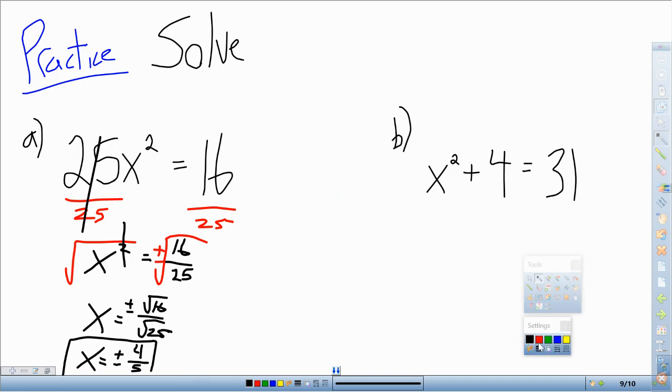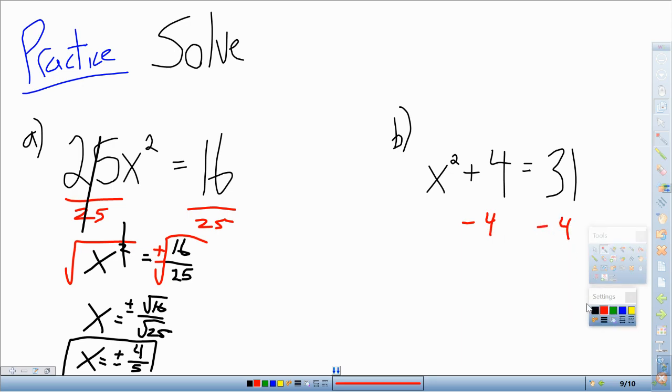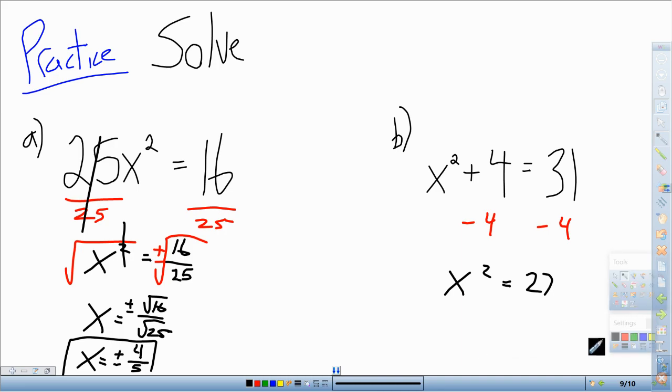Okay, letter B. Solving for x, I have this 4. I'm going to get rid of it by subtracting. So I have x squared equals over here 31 minus 4. What are we getting here? 27? All right. So last thing, getting rid of that by square rooting both sides. And I'm getting x equals the square root of 27.